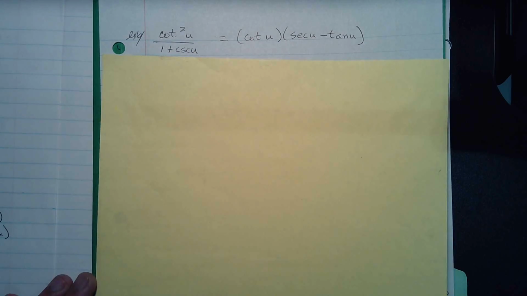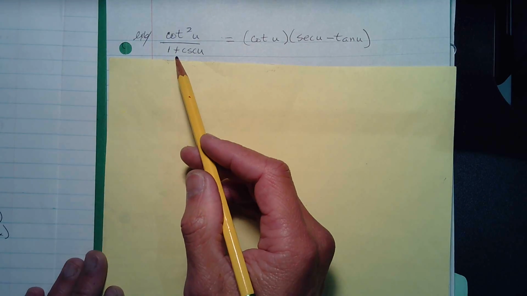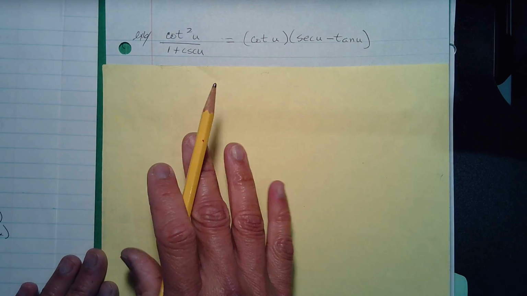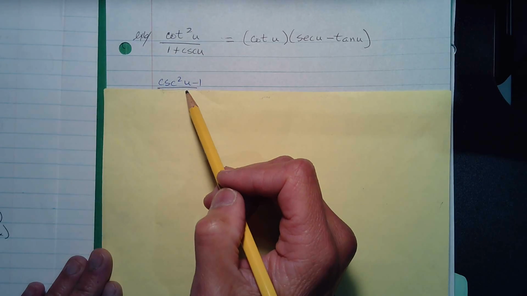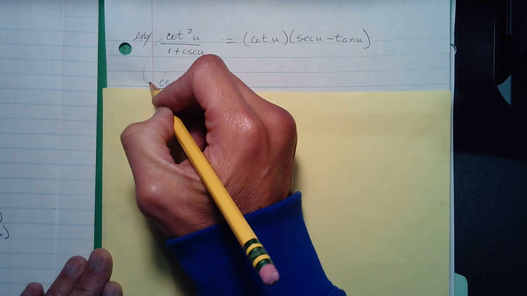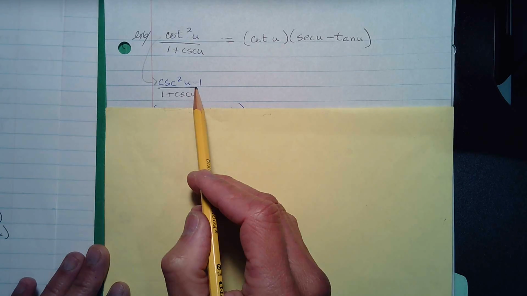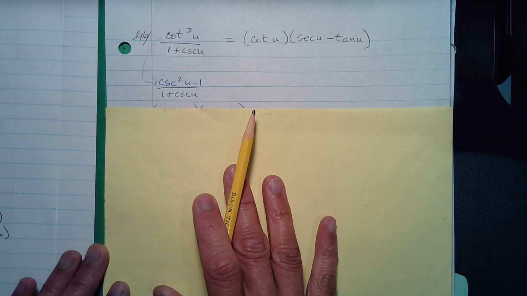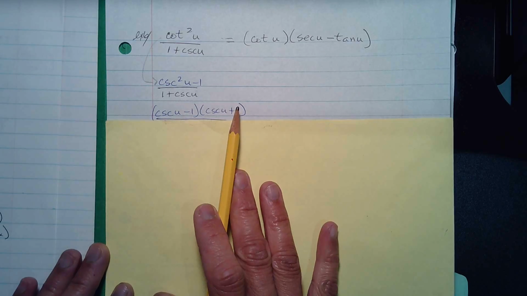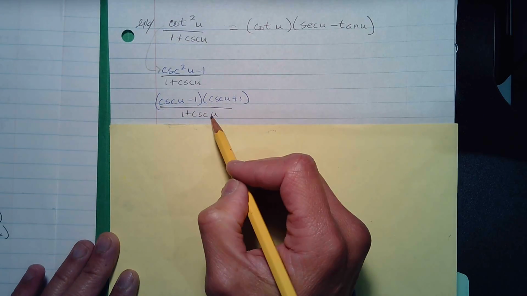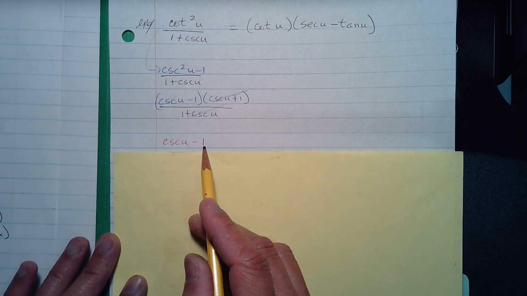All right, example 6. I'm going to simplify this left side because it has a fraction. I want to get rid of this fraction. So I'm going to work with the left side. I know that cotangent squared u is cosecant squared u minus 1. Again, this is a Pythagorean identity. Over 1 plus cosecant u. This is a difference of two squares. So cosecant squared u minus 1 is cosecant u minus 1 times cosecant u plus 1. This and this are equivalent to each other, so this reduces to 1. We now have cosecant u minus 1.